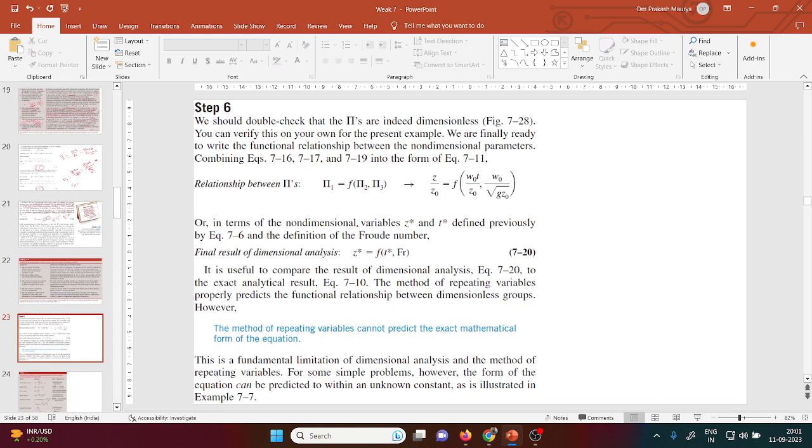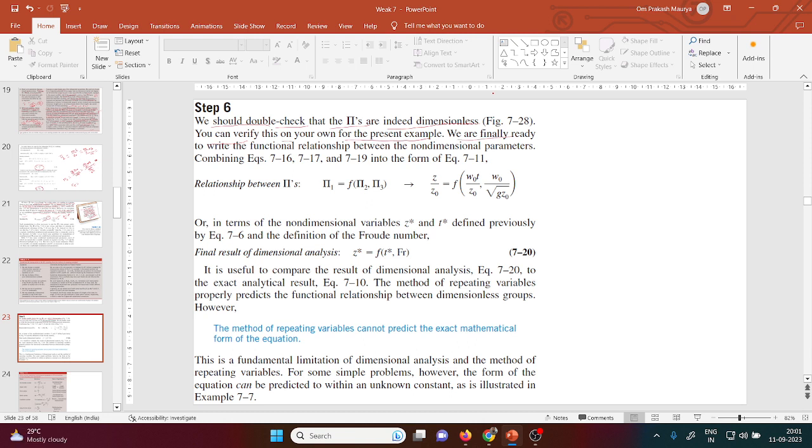So what is the last step? We should double check that the pi's are indeed dimensionless. We have already checked all the dimensionless parameters. You can verify this on your own.